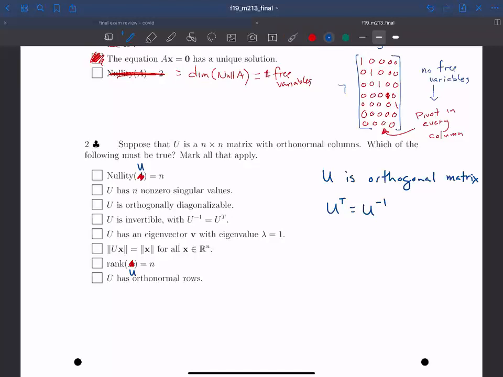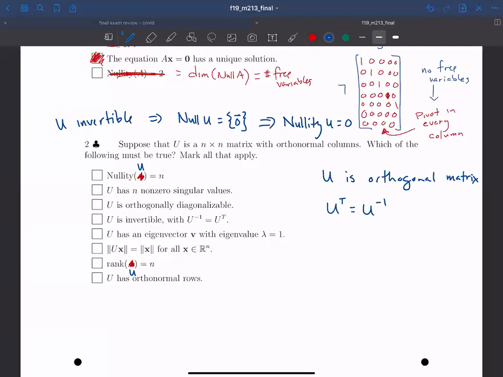Is that true in this case? No. Yeah, correct, it's not true, okay? So it's false. If a matrix is invertible, so if U is invertible, it really tells you that the null space of U is just the 0 vector, okay? Or in other words, it tells you the dimension of the null space, which is the nullity, is equal to 0, okay?